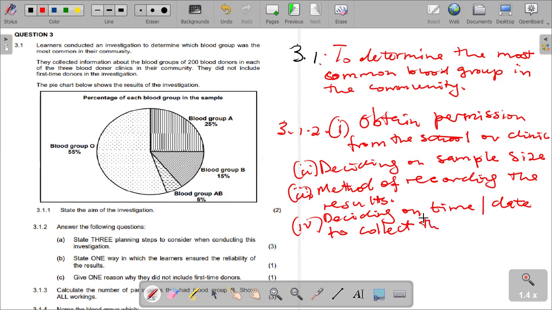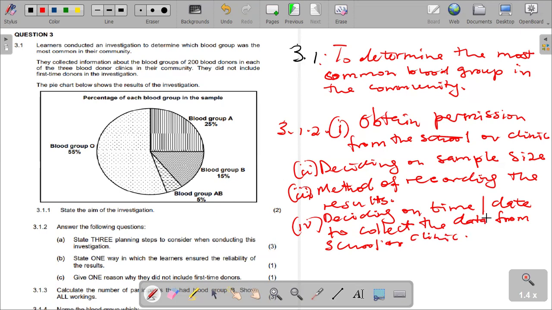The data from the school or clinic. From the school or clinic, that must be decided. The date or time must be decided.